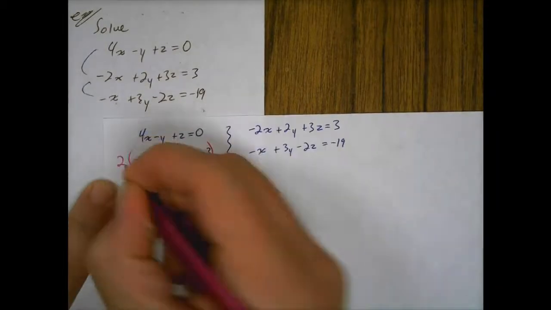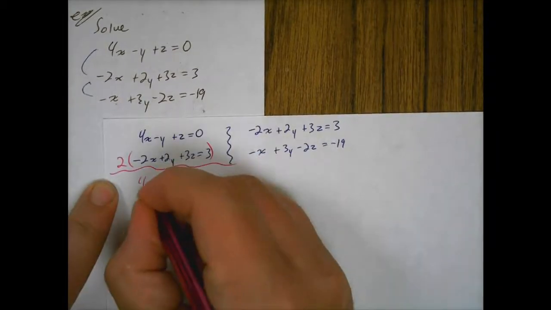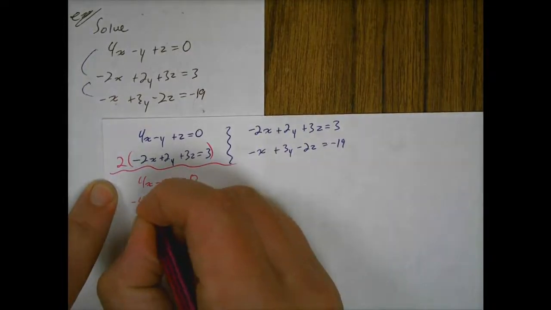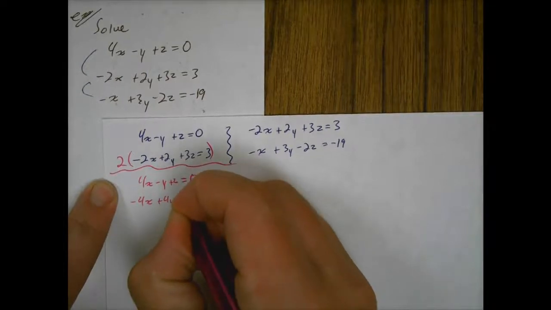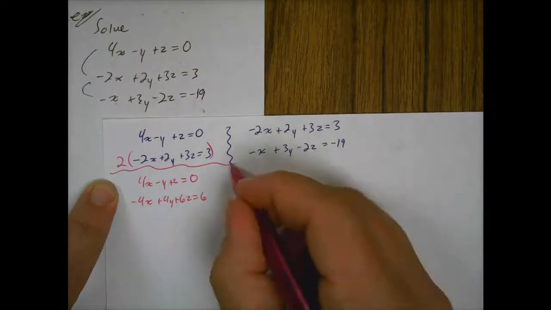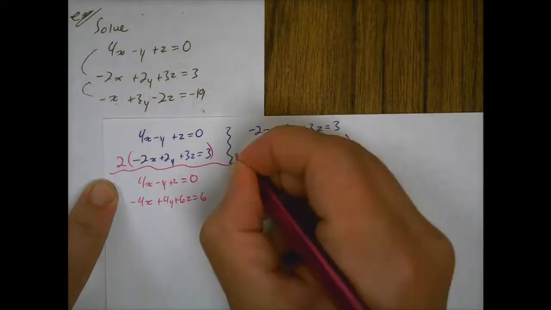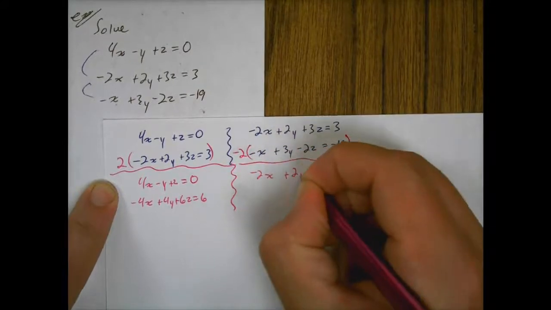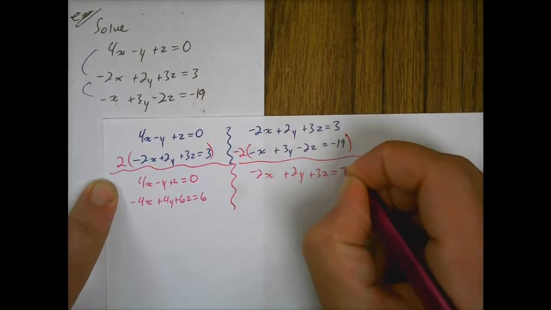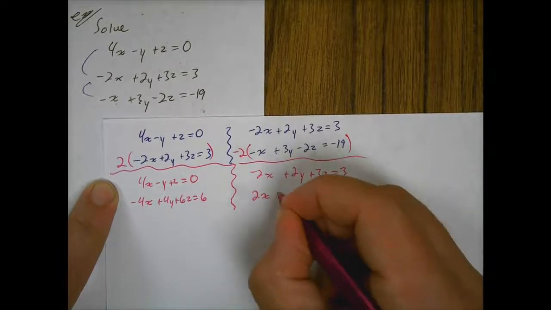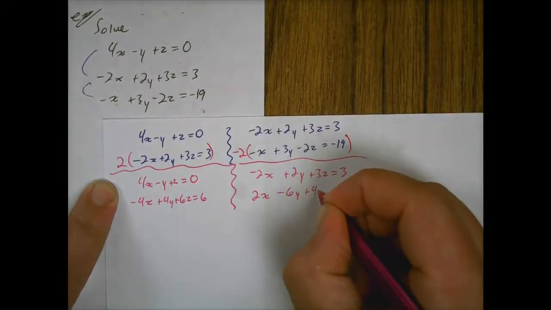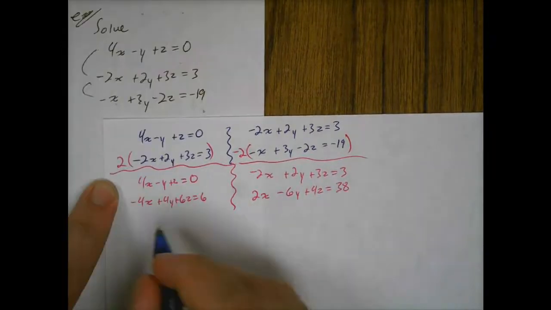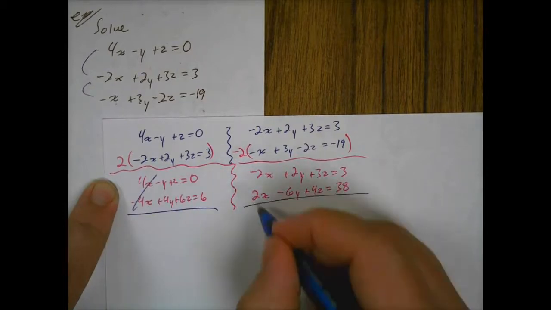So if I multiply this one by 2, this is now 4x minus y plus z equals 0, and negative 4x plus 4y plus 6z equals 6. Over here, I'm going to multiply by negative 2. So this is still negative 2x plus 2y plus 3z equals 3. And 2x minus 6y plus 4z equals 38. All right, so in both of those equations, I am able to get rid of x.